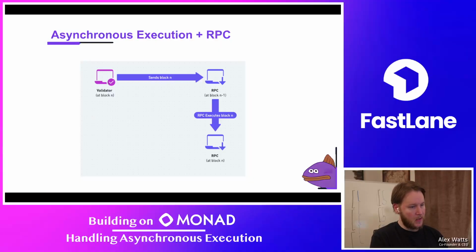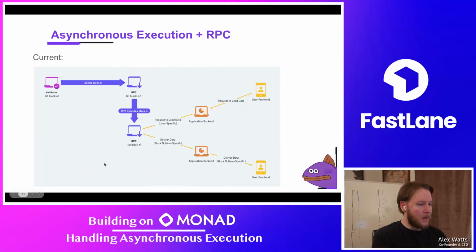With asynchronous execution, what's happening is that these validators, let's say they mine block N or they create block N, send it out to the RPC nodes. And then after the RPC node receives it, it executes it. And it becomes an RPC that now has the block in state. And so if we combine this with what these application backends are doing, we've got the validator sending out to the RPC. The RPC is then executing the block. Meanwhile, the user, through their front end, is sending a request for data to the app backend. The app backend is then over the network sending a request to the RPC.